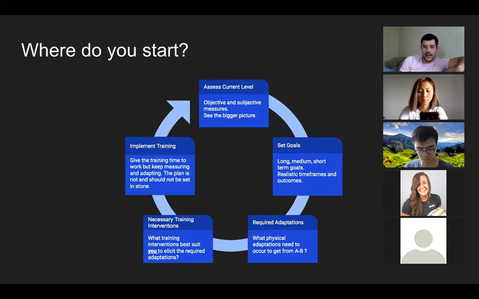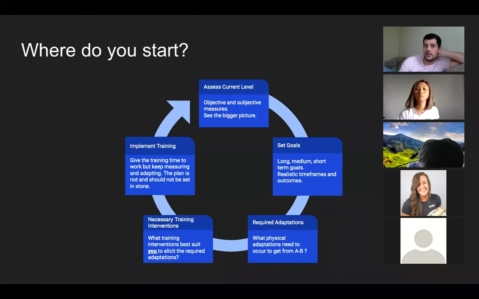The way it's set out here, it says assess your current level, then you set your goals. And then once you've set the goals, you can see the difference between what your goal is and what your current level is. And then from there, you can see pretty clearly what physical adaptations you need to get to move you from your current level to your goals. Once you've seen what physical adaptations you need, you can work out what training interventions, what training style, you would need to get those physical adaptations to happen.